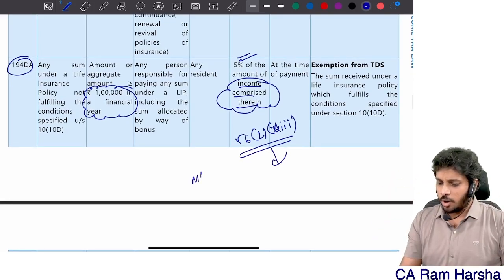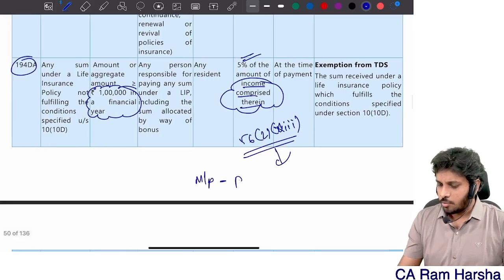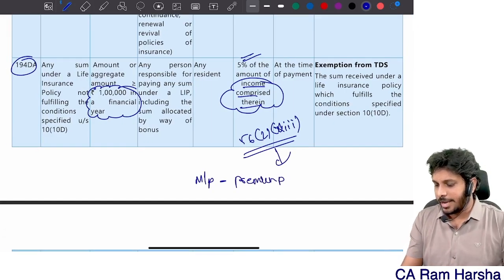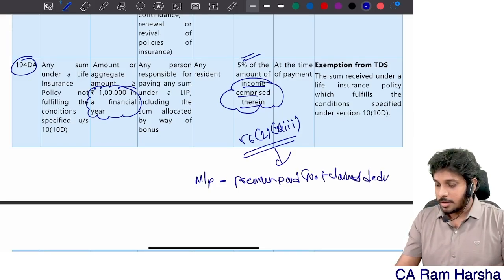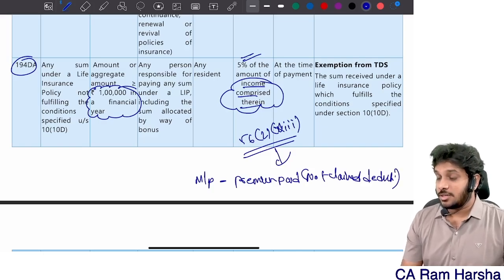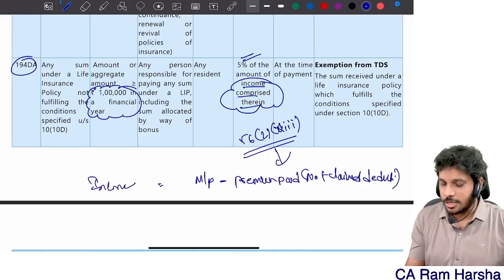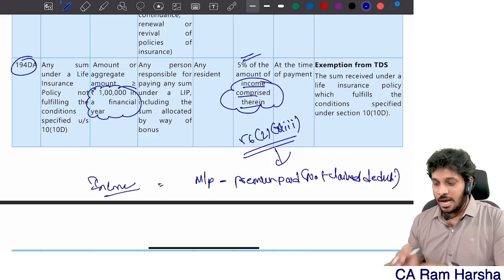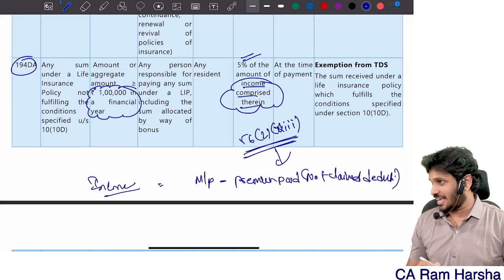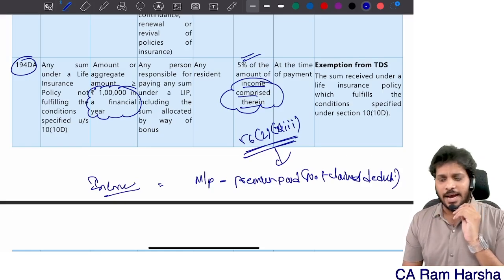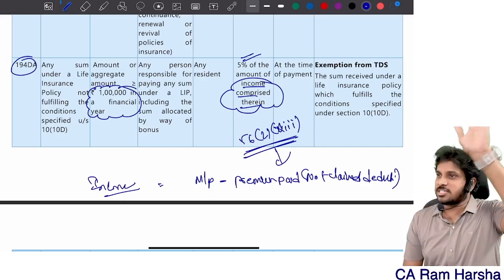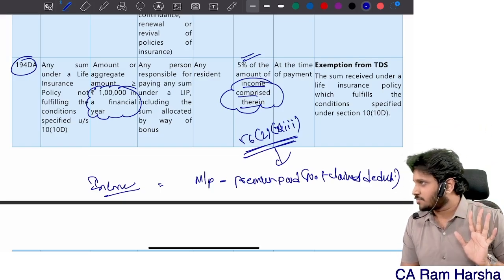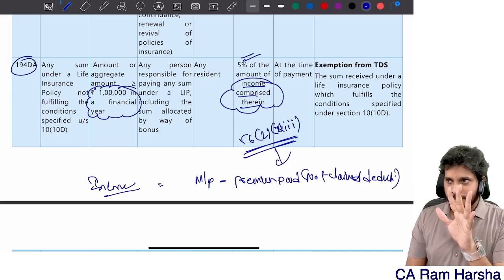Very simple. What is the maturity proceed, minus what is the total premium paid but not claimed as deduction under income tax. Premium paid and not claimed as deduction under income tax. So you will get the income portion. Income from maturity amount is calculated like this. Under 56 subsection 2 clause 13, income will be calculated as maturity proceeds minus the total premium paid in the past 5 years, 10 years, whatever. You're all clear? Getting it?